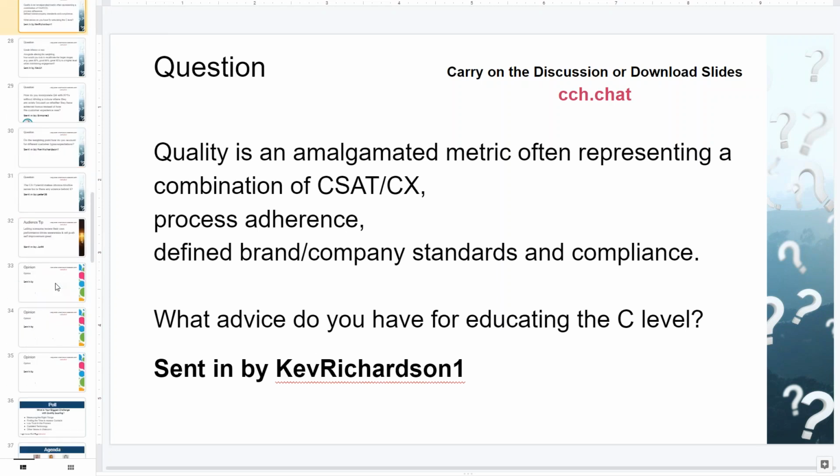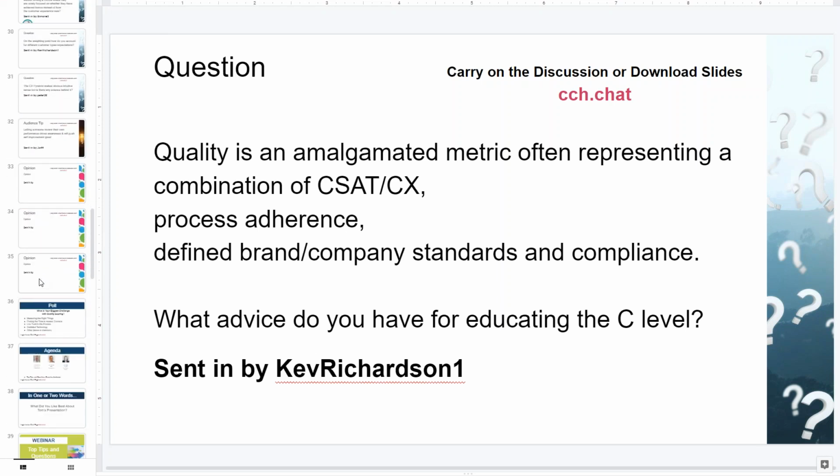So if you're doing an amalgamated number, hold that to the very end and walk the senior management through, here's where the CSAT part is. By the way, I would keep CSAT a little bit separate from quality. They're linked, but they're slightly different metrics, I think, that VOC stuff. But you'd say, here's our process adherence, here's our defined compliance standards, here's this, and then it all builds up to your amalgamated number. And Kev Richardson, I hope that's helpful to you. Brilliant, thank you very much.